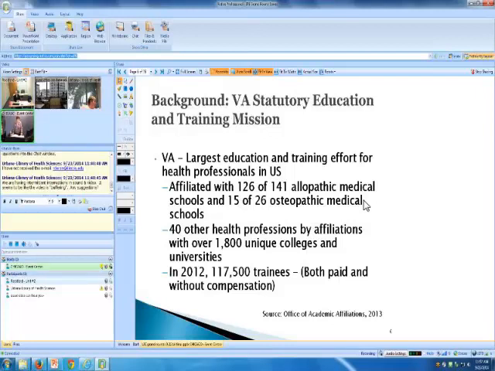In 2012, which is the most recent data that I have, 117,000 trainees were trained at a VA setting, whether it's a VA medical center, of which there are 152, or one of over 900 other points of care, from veteran service areas to long-term care domiciliaries to our community-based clinics. And that's for both paid and without-compensation trainees. I'll talk a little bit more about that too.